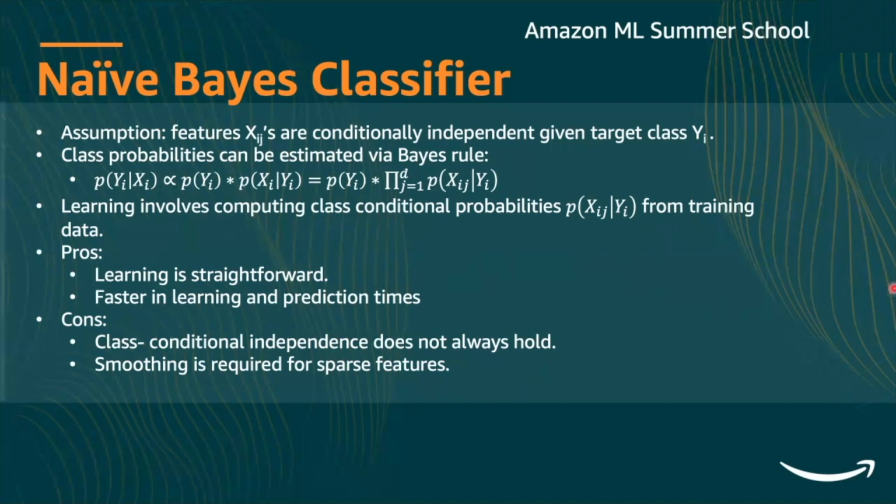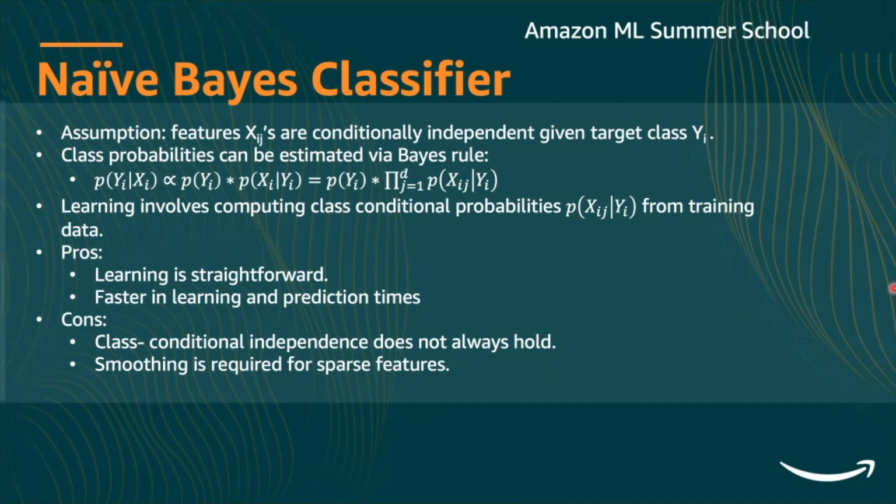Let's take an example. Let's consider a fruit, let's say the fruit is an apple. Now that fruit will be considered as an apple if it is red, it is round, and it's about, let's say, 3 to 4 inches in diameter. Even though, without knowing that this is an apple, these features might be related, if you know that it is an apple, these features become independent of each other. So this is the naive assumption which you're making.